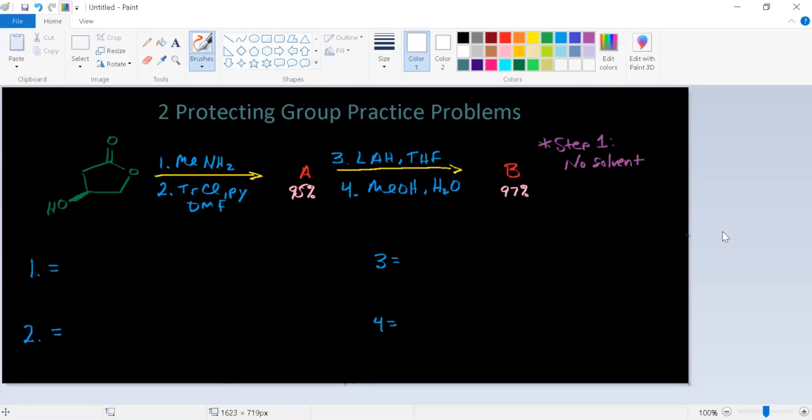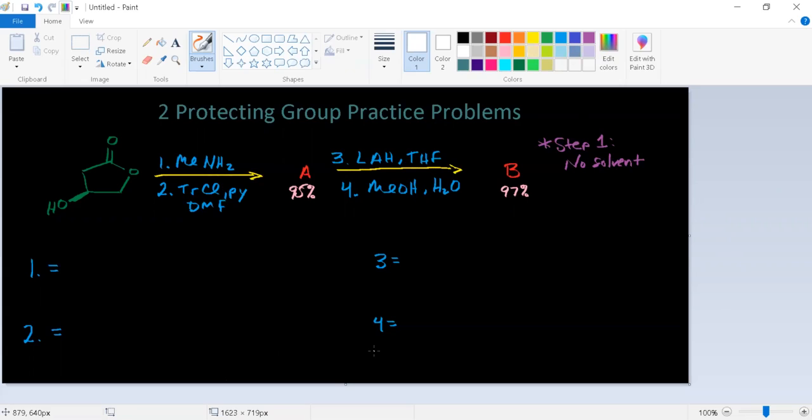So here I have just the first of two protecting group oriented problems. This first one has 4 steps, and recognize the little note I have off here to the side about step 1, but go ahead and try to figure out as many steps as you can, and then we will talk about the answers.